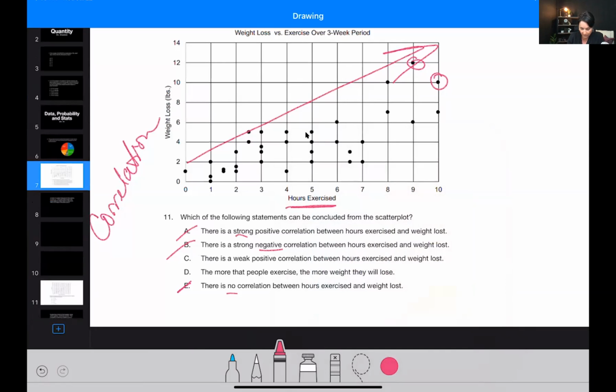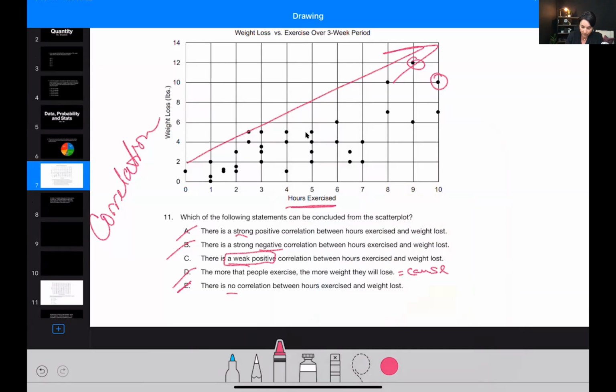And then it says here for D, the more that people exercise, the more weight they will lose. Now this equals causation. We're never talking about causation. So if you see that on the test, eliminate that. We're looking for a weak positive correlation between hours exercised and weight lost.